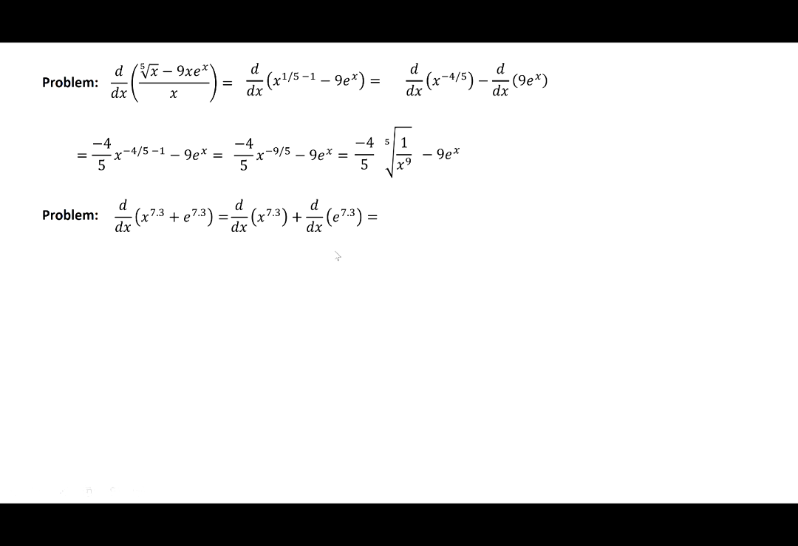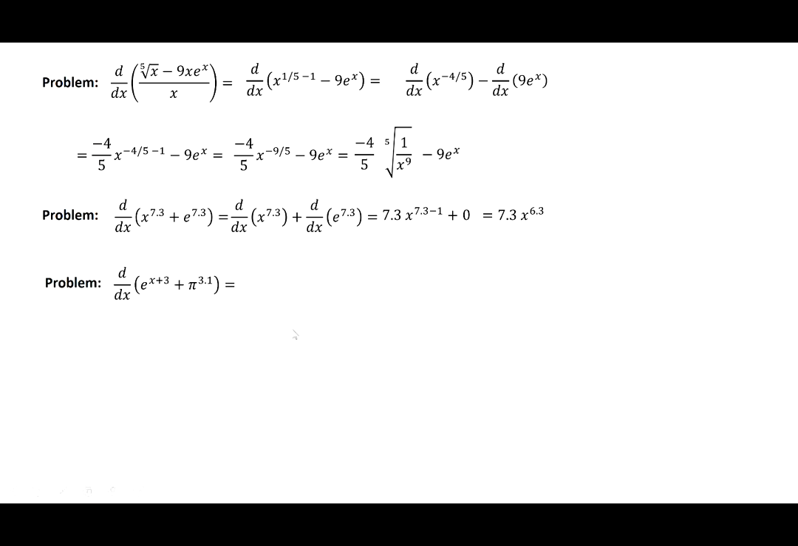What do you think the derivative of e to the 7.3 is? Did we do a problem here? d dx of 9e to the x? Is this kind of like that? Or by some chance have you fallen into the trap once again? What trap, man? Well, is e a constant? Yep. Is 7.3 a constant? Yep. E to the 7.3, is that a constant? Yep. So the derivative of a constant is 0. Right? So that's the idea. So 7.3x to the 7.3 minus 1 plus 0. And that's just 7.3 x to the 6.3. Cool? All right.